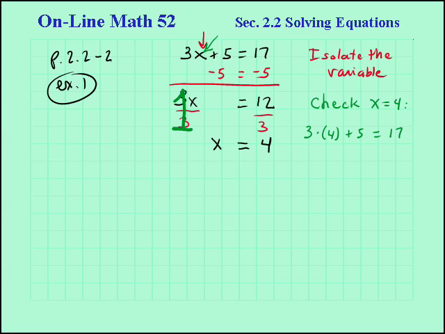And we can continue and see that they indeed do. We get 12 here plus 5 equals 17, and 12 plus 5 is 17, so we know that that's true. And so therefore, this is our solution.